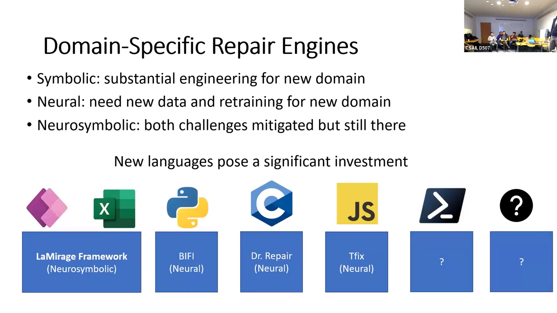And so I think the question for us is, there are already different systems for different languages and these types of mistakes. Our team built a framework to write these kinds of repair engines for these formula style languages, which for Microsoft are pretty important. There are neural systems for languages like Python, C, and JavaScript errors. But if you want to build a new system for another language, say PowerShell or your next favorite language, potentially your own, how could you actually approach this?